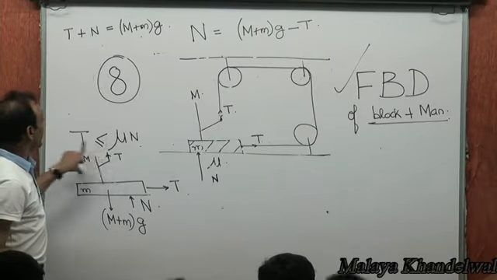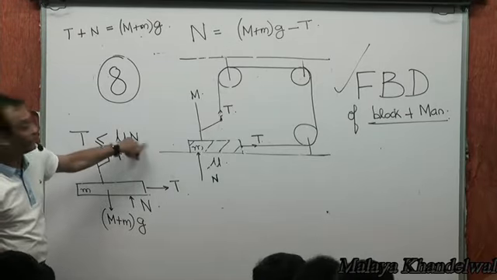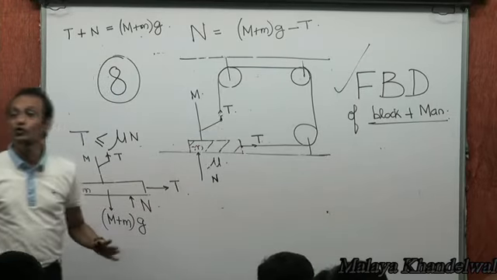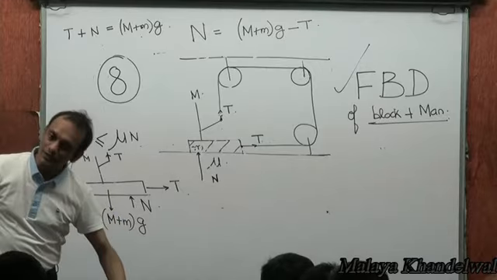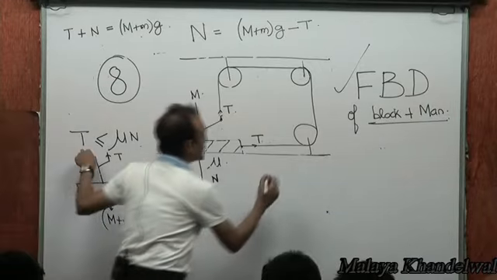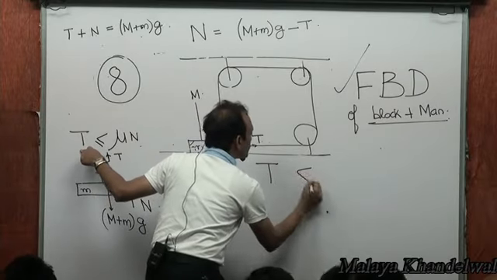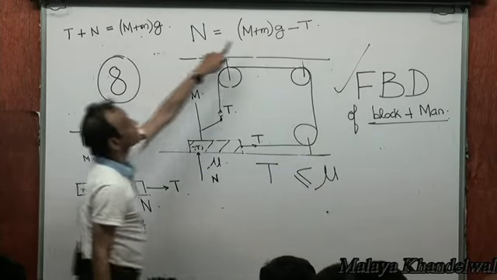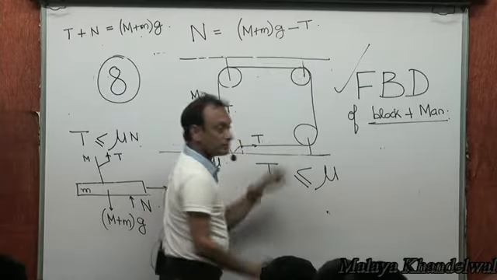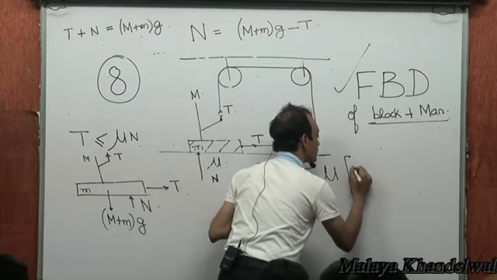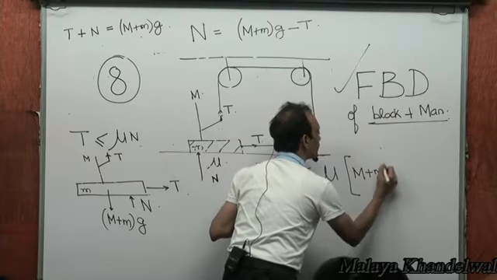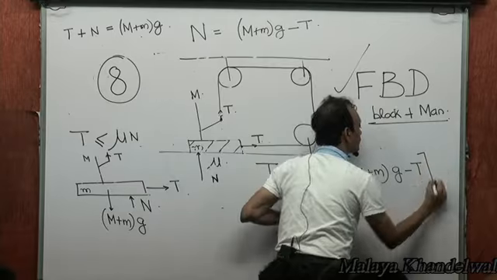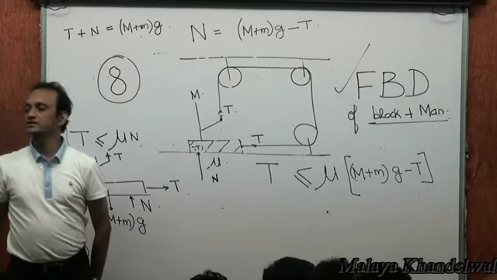So I know N, and T has to be less than or equal to mu N. T has to be less than or equal to the maximum static friction between the board and the ground so that the board does not slip on the ground. So T less than or equal to mu times N. N is M plus m into g minus T. Minus T. Yes or no?